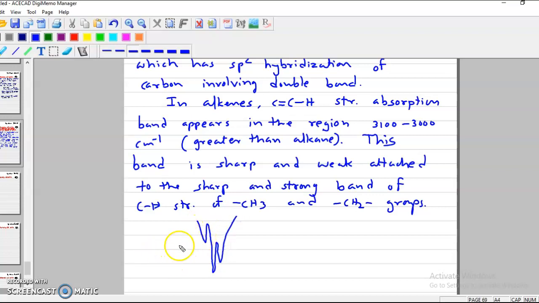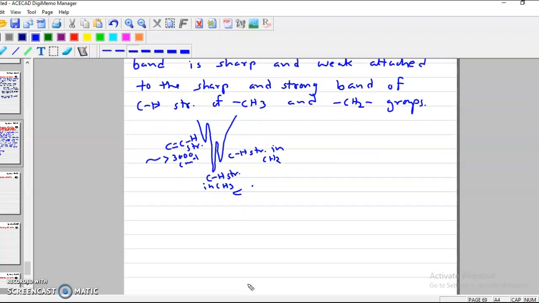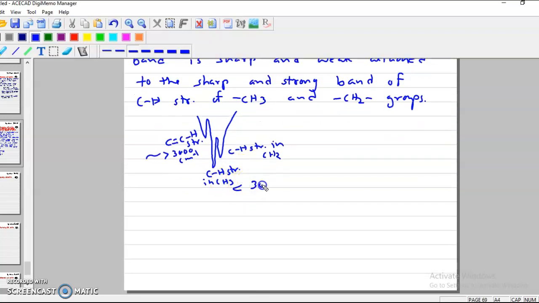So this band is particularly for C double bond CH stretching, which is always greater than 3000 centimeter inverse. And here we will have CH stretching in CH3, and this is CH stretching in CH2, and these two bands are less than 3000 centimeter inverse. Okay, so this way we can identify both.